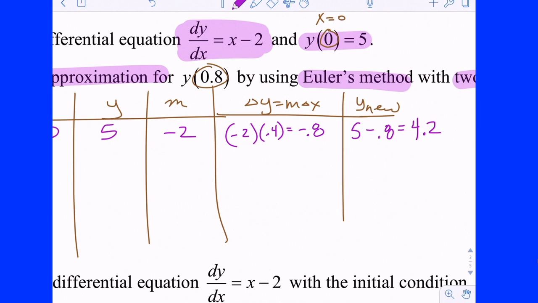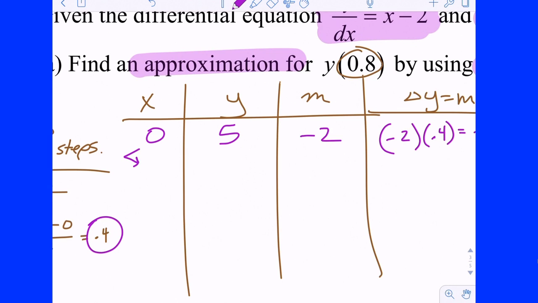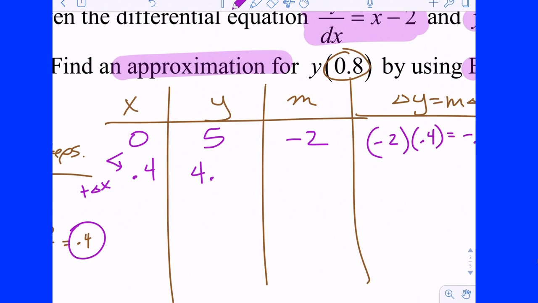So we marched out along that first tangent line that had a slope of negative 2. We went over to the right 0.4 units, and we went down 0.8 units. So now we are standing at what ordered pair? Well, here's how you get your next row. You're going to add delta x to the old x value, which puts you now at 0.4, and you're going to bring the y coordinate from the last column over, which is 4.2. And there you are. Now you're standing essentially at that ordered pair. And you get to do it again.